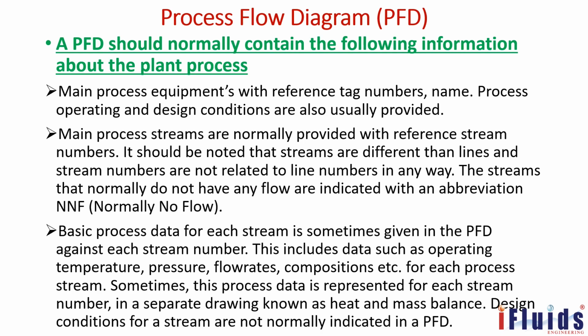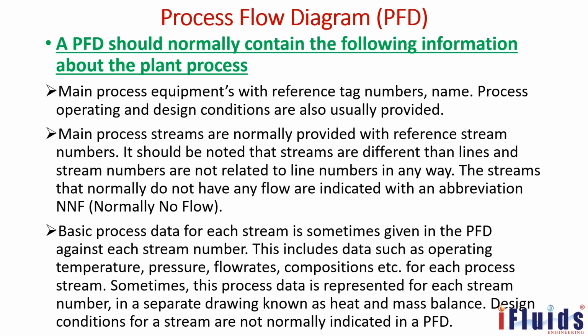The streams that normally do not have any flow are indicated with the abbreviation NF, normally no flow. Some streams may have flow during startup, maybe intermittently, but in normal operation they will not flow. In that case you have to put NF, normally no flow. That indication we have to show.